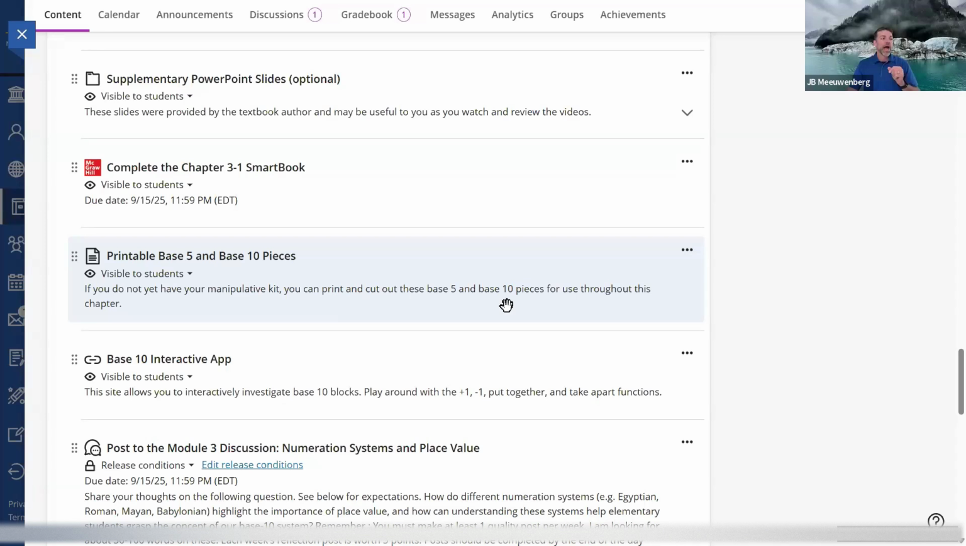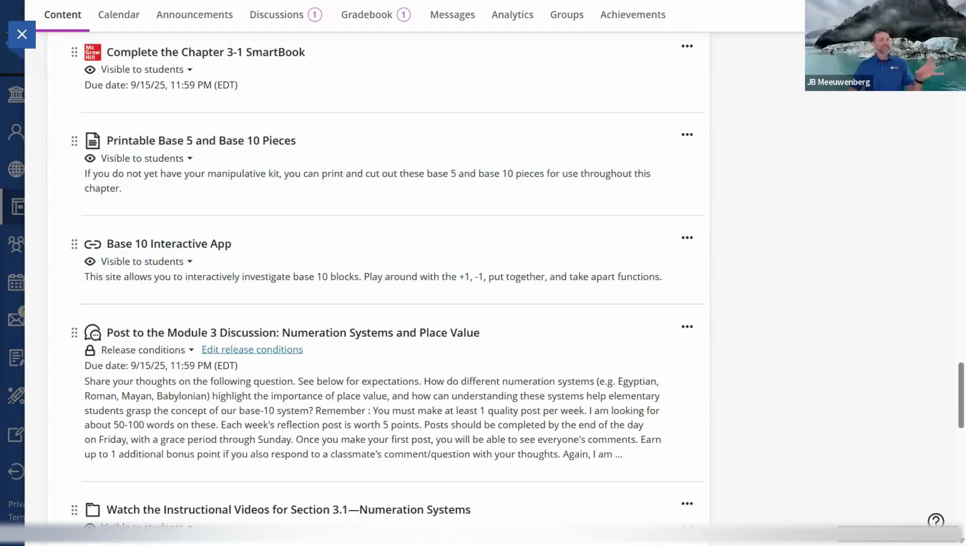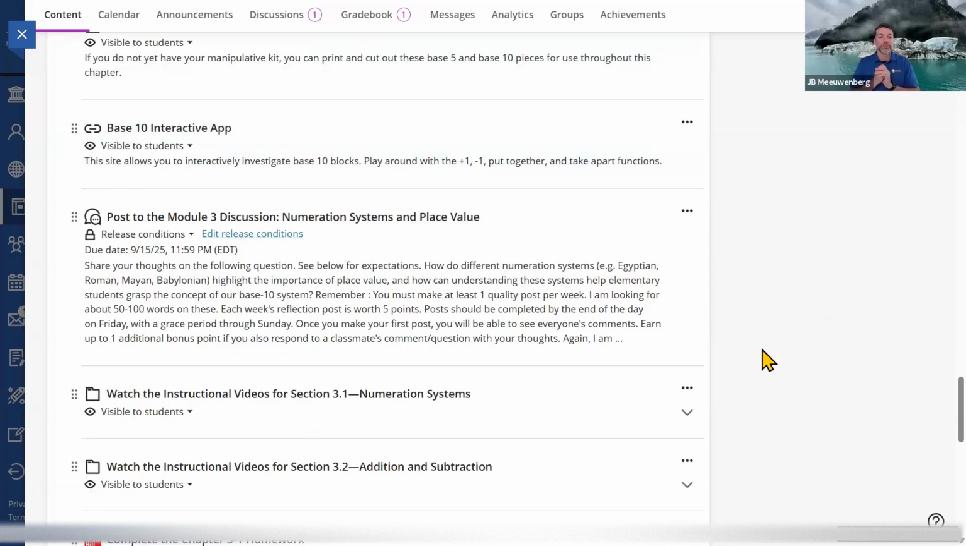I also included a link to an online tool, and I'll demonstrate that in one of the videos. I just wanted to point that out here. It's a tool where you can move things around with your mouse, and that might be helpful for you to really understand this a little bit better.